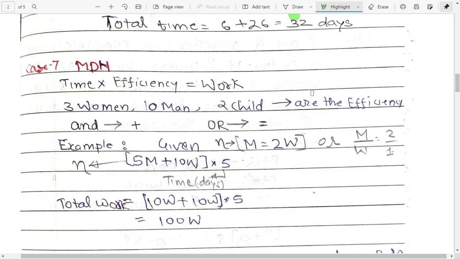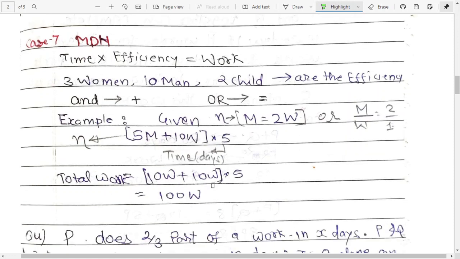You need to remember the formula that I have revised once again: time into efficiency equal to work. Make sure that in all the cases you go with this formula only. I have given only one formula, and you need to remember this formula only, and make sure that you remember the format, that is efficiency into person, then the time required by that particular person, and there is the total work. You need to remember this particular format which I have mentioned in each and every question.